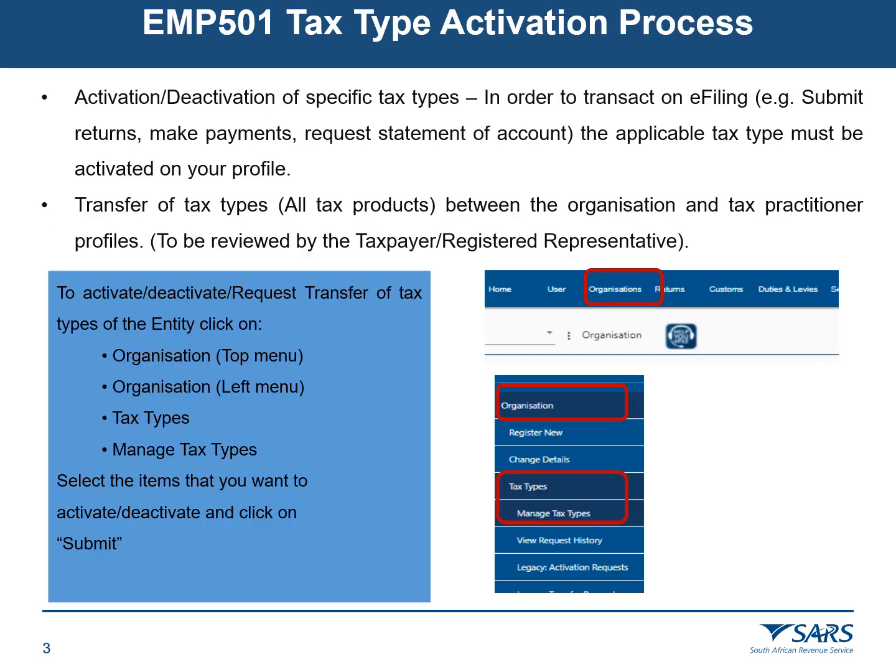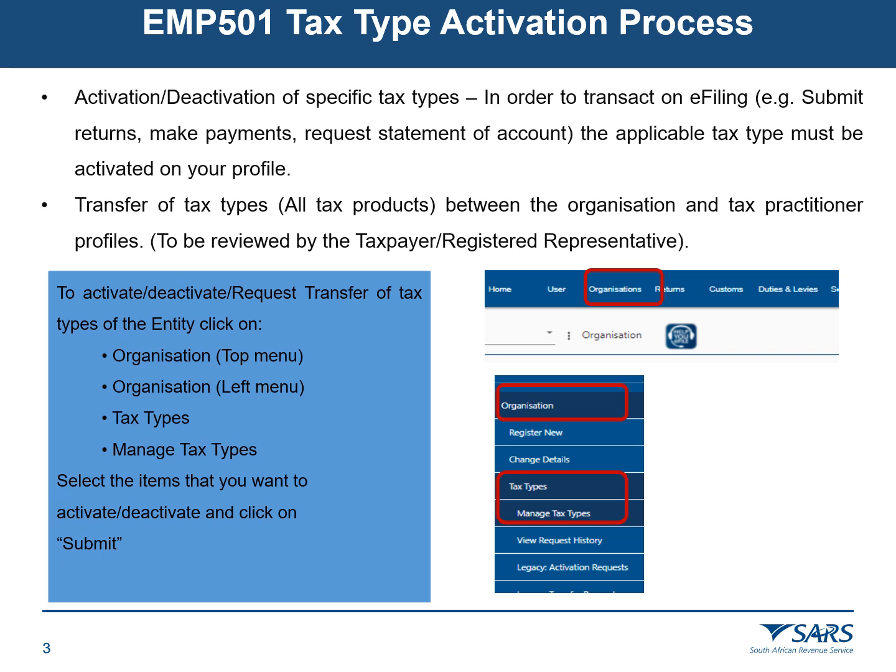In order to transact on eFiling, such as to submit returns, make payments, or request statement of accounts, the applicable tax type must be activated on your eFiling profile. If the tax type is on another profile, you will need to transfer it to your profile. In order to do so, the following steps must be done.